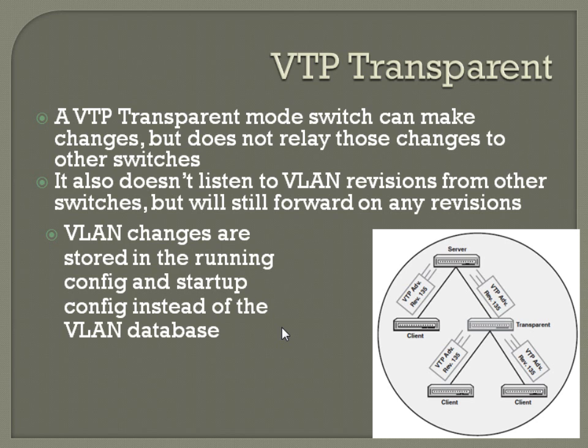So in that graph right there, let's say the transparent switch was set up as a client switch. How would it then pass on the information to the clients after if it's not a server? Well, it still forwards the VTP advertisements from the server. It just doesn't send its own.